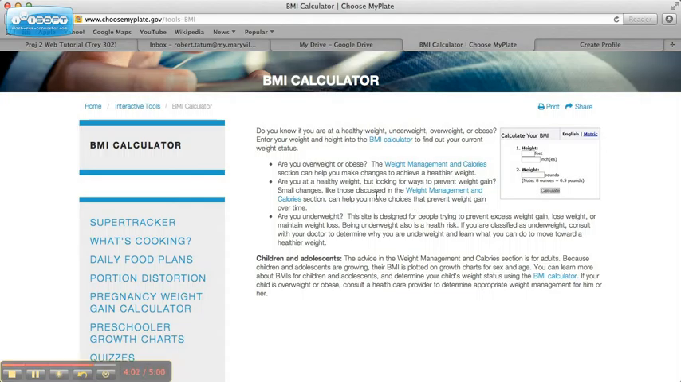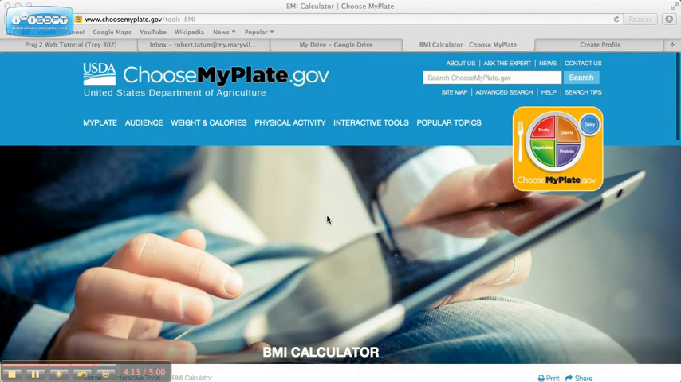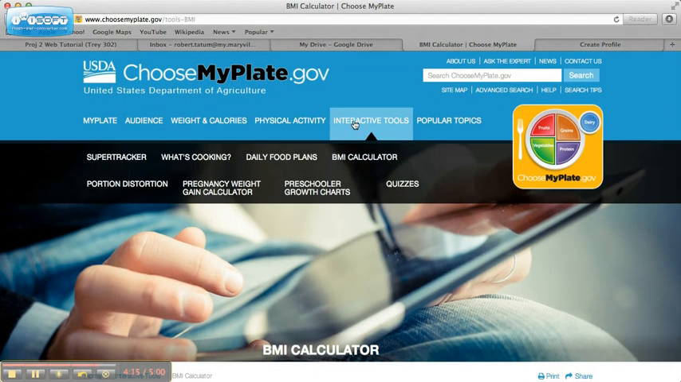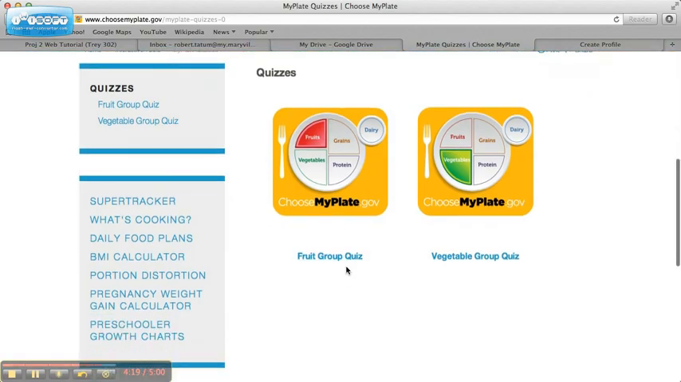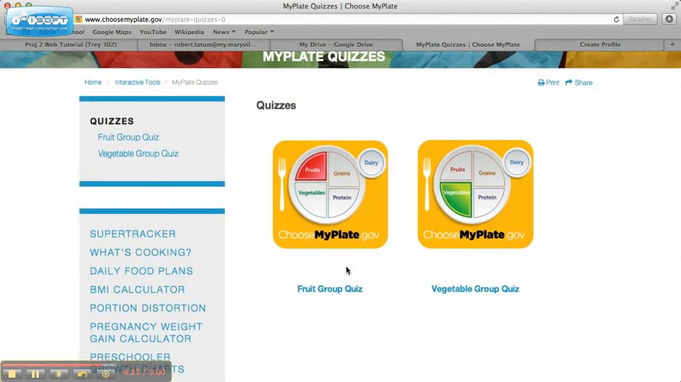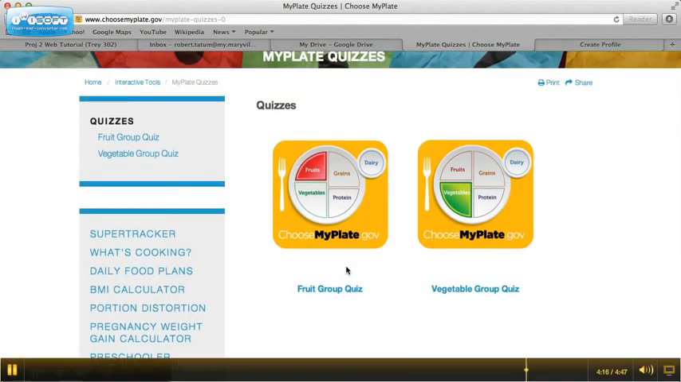BMI does not take into account lean muscle mass, so it is not quite as applicable to some athletes. However, it is a great tool that can be used by normal adults. MyPlate also has quizzes that can test your nutritional knowledge, both on fruits and on vegetables, which are the two food groups that are consumed the least in America and the two food groups that should be consumed more.